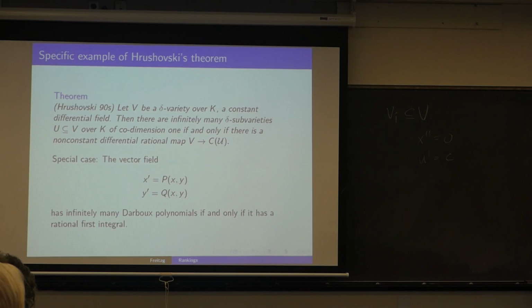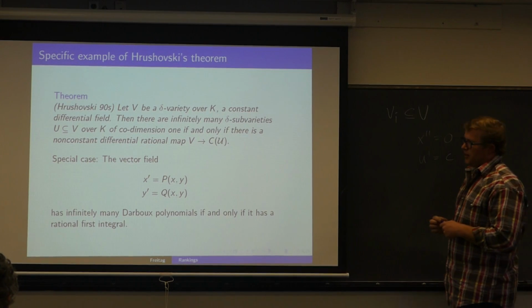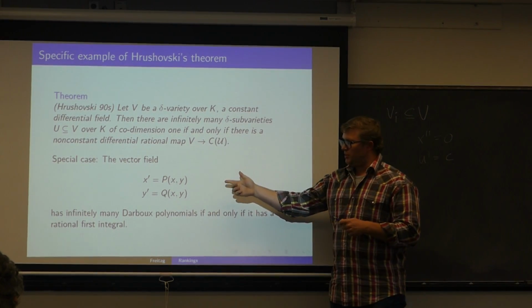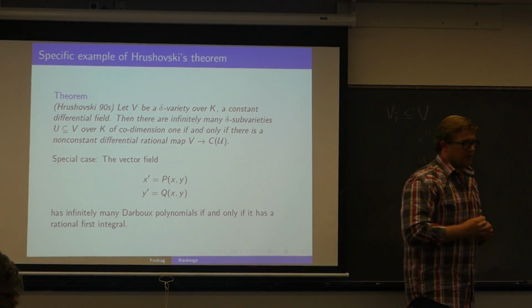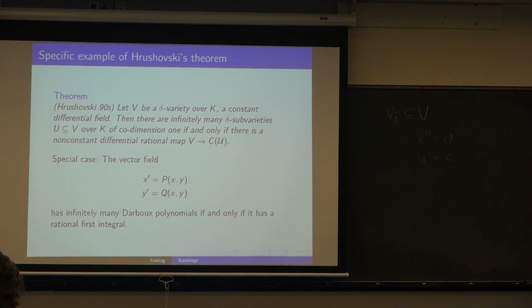Is the dimension in the theorem the algebraic dimension? Yes. And so here, the codimension 1 subsets are curves in the plane. Well, special curves in the plane, curves in the plane where the vector field points into the tangent space.